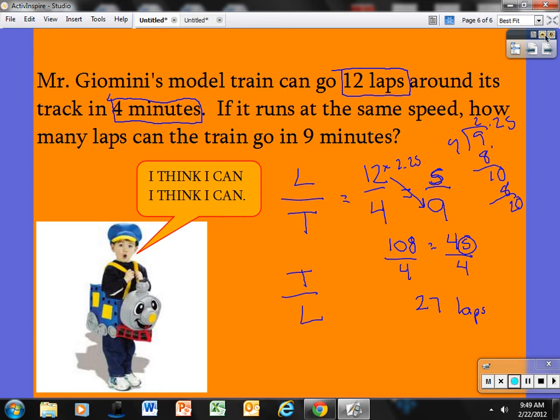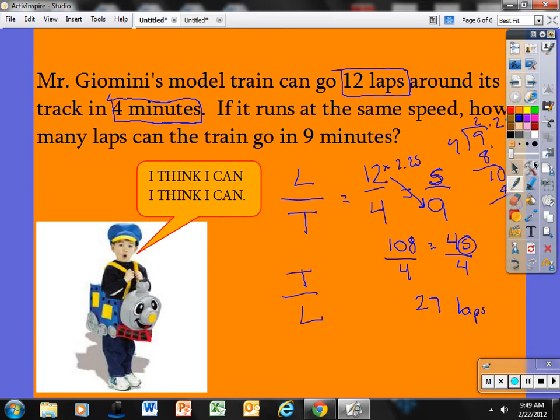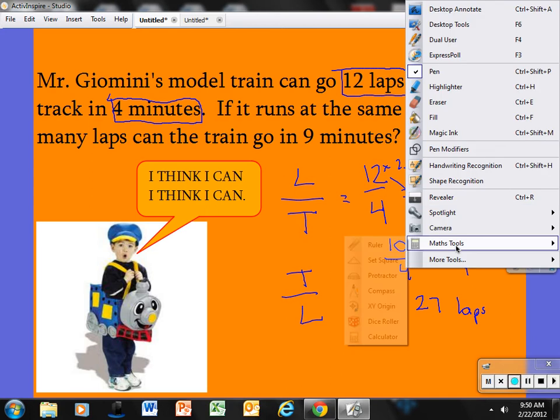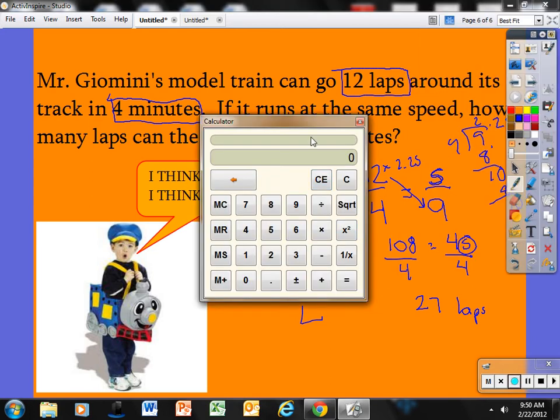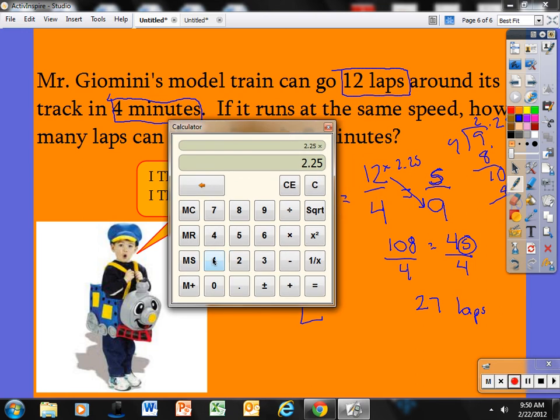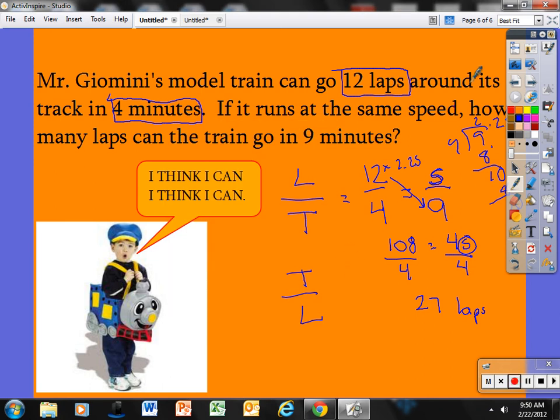I'll pull out my calculator just to make it less painful for you guys who have to watch me multiply. I go 2 and 25 hundredths times 12, finding the relationship with 12, equals 27 laps. So again, two different ways to solve it, whatever you feel works best for you.